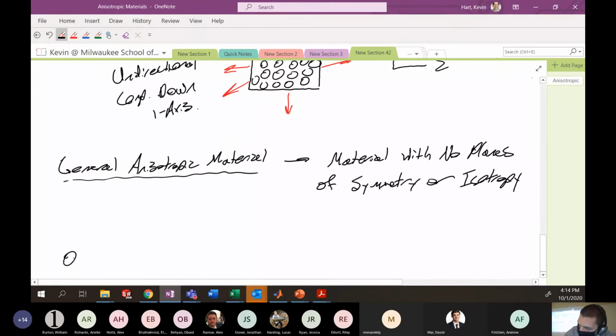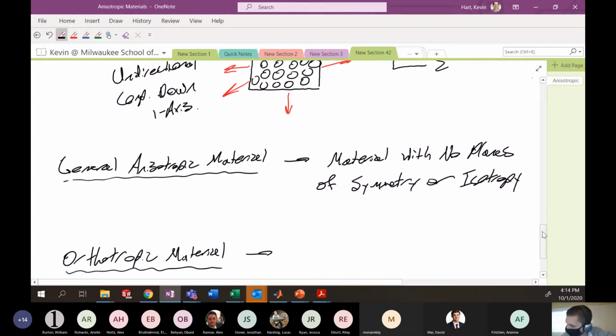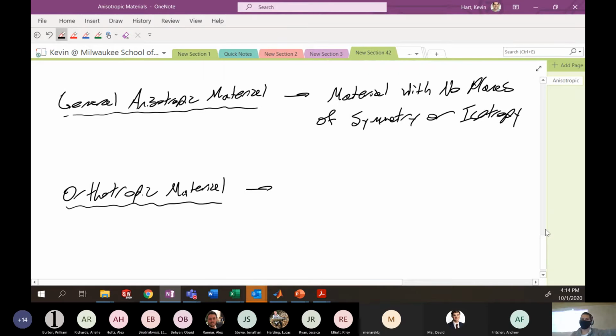Orthotropic material. It has two different definitions. Let's go with the one that I have in the notes: a material with 3 mutually perpendicular planes of symmetry.